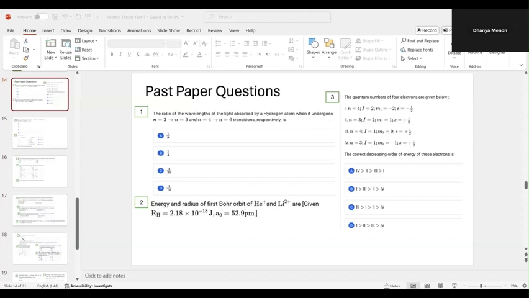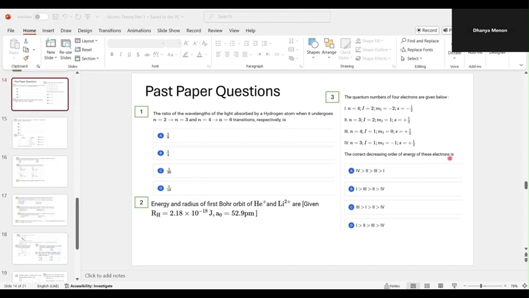Because they have given you the values over here. As you see, they have given the energies of the hydrogen and the radius in PM and joule. So you had to use the joule value and the PM value for finding out the energy and radius. Okay. Now coming to the third question, the quantum numbers of the first 4 electrons are given below.